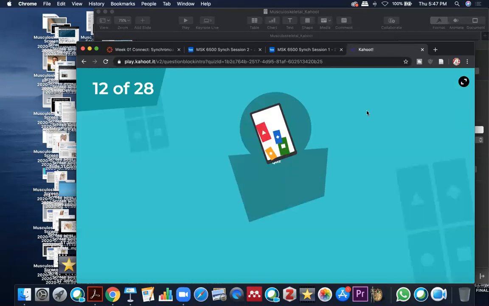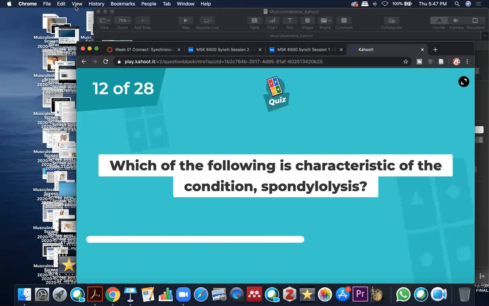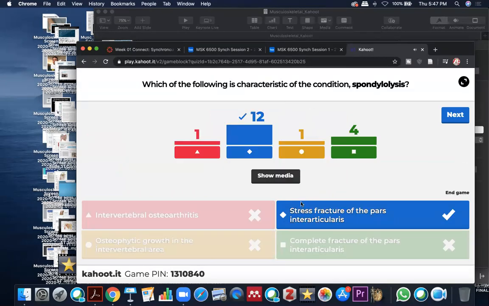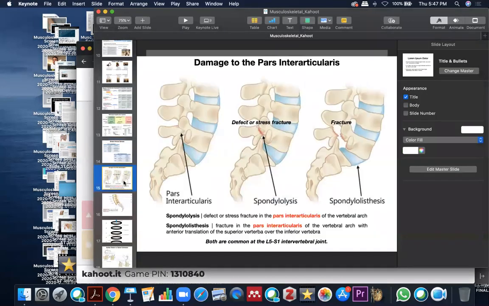So let's go to the next one right here. Which one are we on? Oh, wow, 12. Which of the following is a characteristic of the condition spondylolysis? Yes, so this one, stress fracture of the pars interarticularis. So there's all those spondyle things. So there's two here. One I didn't find, but it's the spondylosis. I swear he mentioned that somewhere.